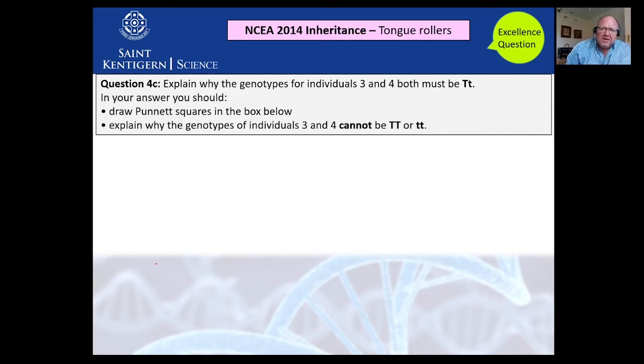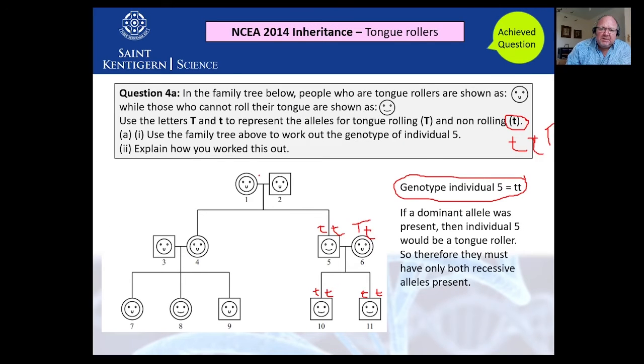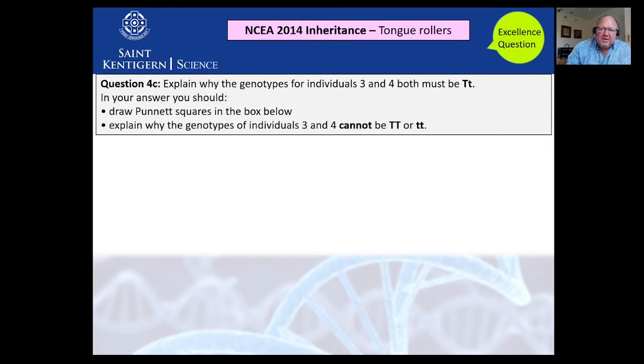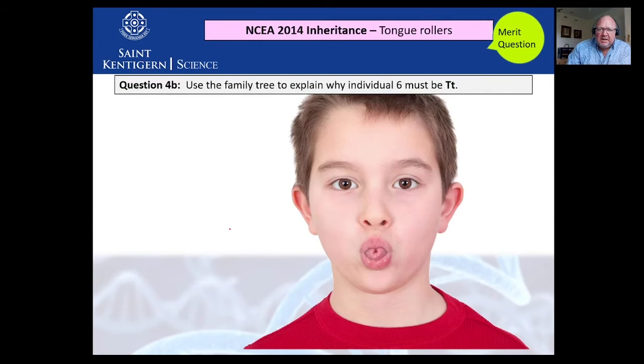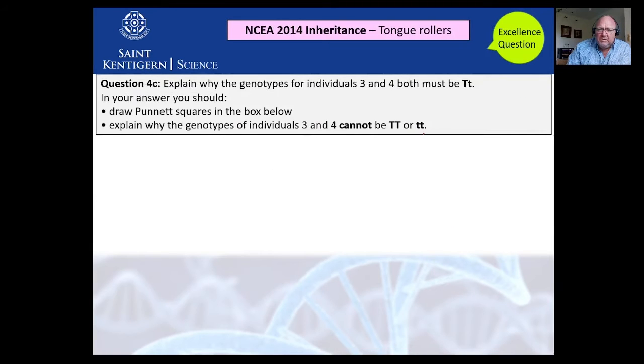Then they continued. Now, okay, we're up to excellence level. So, draw Punnett squares in the box below. Explain why the genotypes of individual 3 and 4 cannot be homozygous dominant and homozygous recessive. Alright, so let's look at individuals 3 and 4. Here's 3. They say that he might be homozygous dominant. Okay. And individual 4.